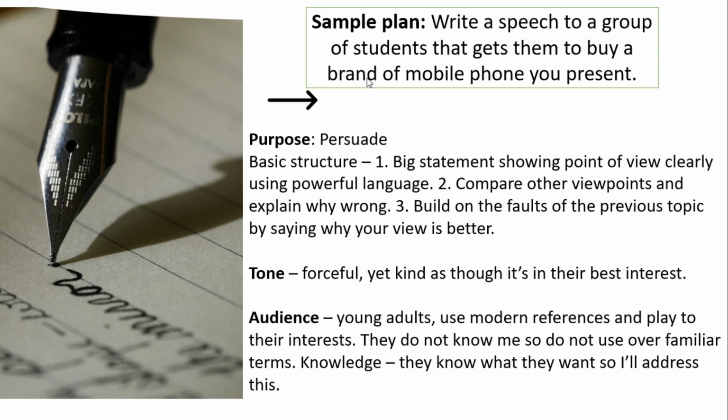So say things like, you must see that this mobile phone will really enhance your life, that this mobile phone is made for people like you, whereas the others wouldn't really suit you. They're not made for you. They're not made for your needs. They don't meet your needs quite as well. Audience. Okay, remember, it's a group of students. In this case, I'm assuming that it's students of a high school, so I'll say they're young adults. I can use modern references and play to their interests. So think, what would these young students be interested in?